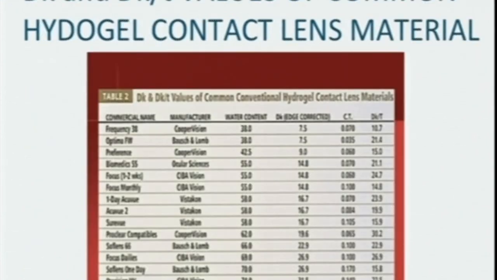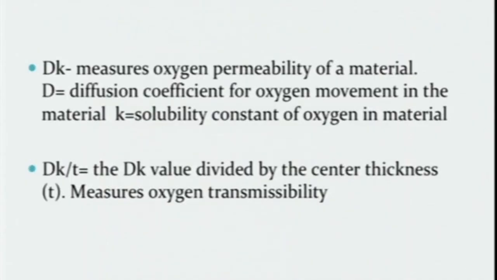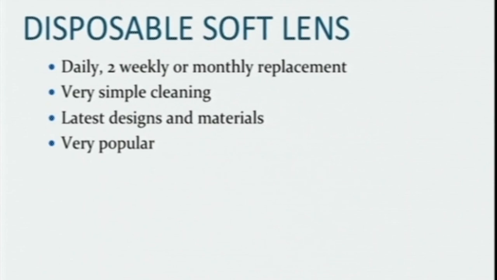This is the FDA classification for Dk and Dk by t values. t is the thickness of the contact lens. The higher the Dk by t value, the thinner the contact lens. Types of contact lens: there are disposable contact lenses, daily disposable, two weekly disposable, or monthly replacement. It's a simple cleaning method which is used, with latest designs and materials, and it's more popular.